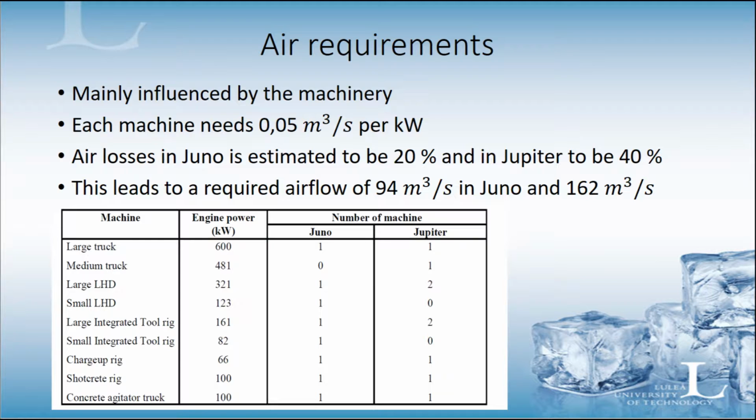This leads to an airflow in Juno of 78 cubic meters per second and in Jupiter 116 cubic meters per second. Air losses in Juno are estimated to be 20%, and in Jupiter 40%, by our prior co-worker. This leads to a required airflow of 94 cubic meters per second in Juno and 162 cubic meters per second in Jupiter.